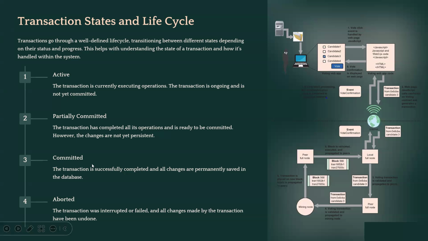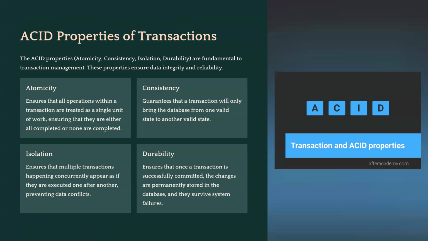Third is committed, where the transaction is successfully completed and all the changes are permanently saved in the database. Fourth is the state where the transaction is interrupted, or failed. For example, the amount is deducted from the sender but not yet received by the receiver. So the transaction would be cancelled. And as we saw in the ACID properties, with atomicity all the steps would be cancelled and the transaction would return to the first step.